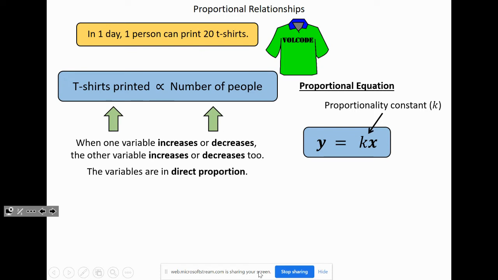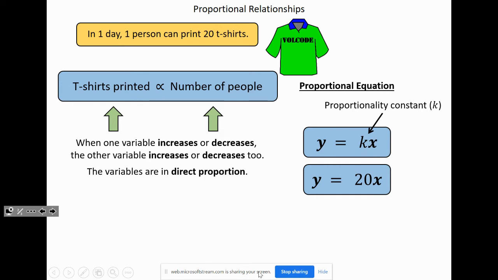So in our case above, if y is the number of t-shirts we can make and x is the number of people, then y is equal to 20x. Okay? Because y is the number of t-shirts. If one person can make 20 t-shirts, then the number of people multiplied by 20 is the number of t-shirts. So that proportionality constant k, or in this case 20, represents the number of t-shirts that one person can make. And it's just what number you have to multiply by to get from one to the other.